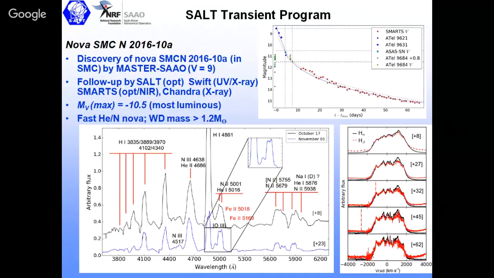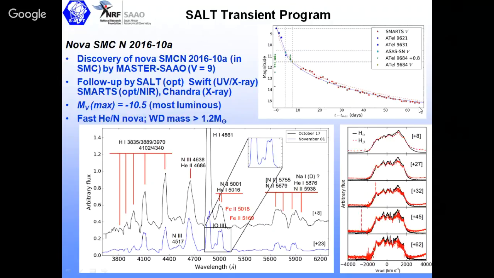This is an example of an object which was a nova discovered by MASTER last year in the SMC. So this was a nova that reached 9th magnitude. Here's the light curve. These 3 points up here are the MASTER wide field pre-detection observations. The MASTER detection observation is there together with the simultaneous Assassin. They both found it almost at the same time. And then this is further observations on the decline.